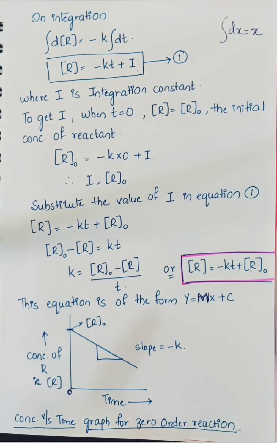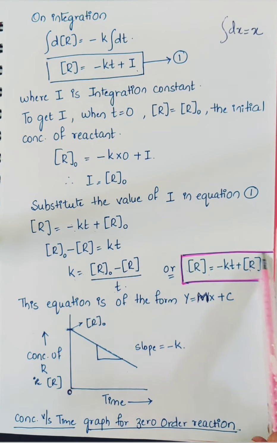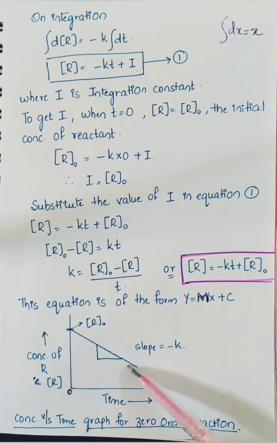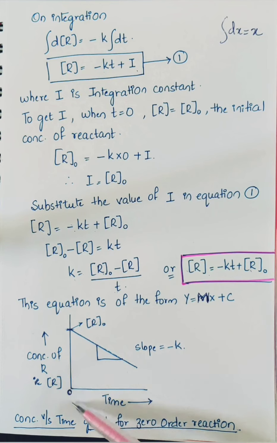Okay. So this equation, which I have written in pink, is called the integrated rate equation for a zero order reaction. Why are we calling it the integrated rate equation? Because we have got this equation on integration. And the graph you are getting has a negative slope. This graph just tells how the concentration varies with respect to time.